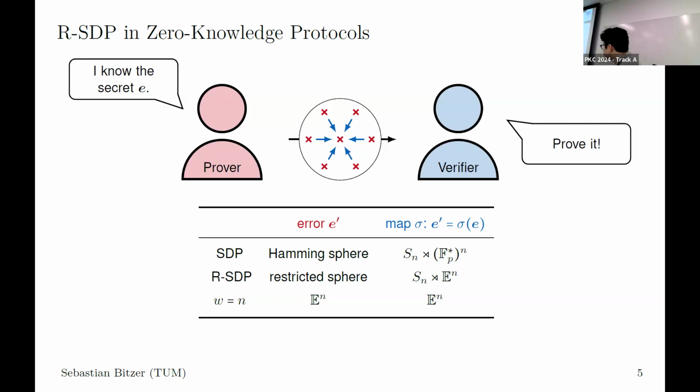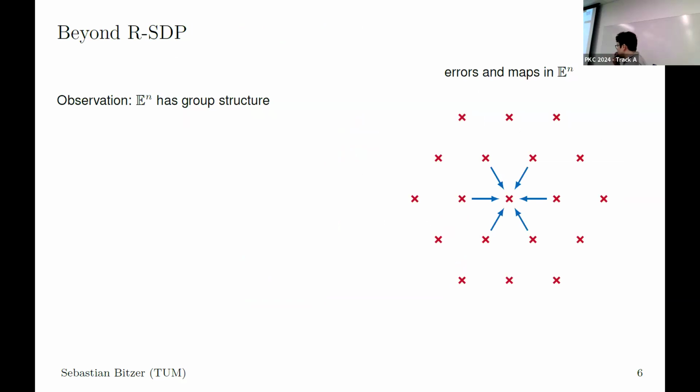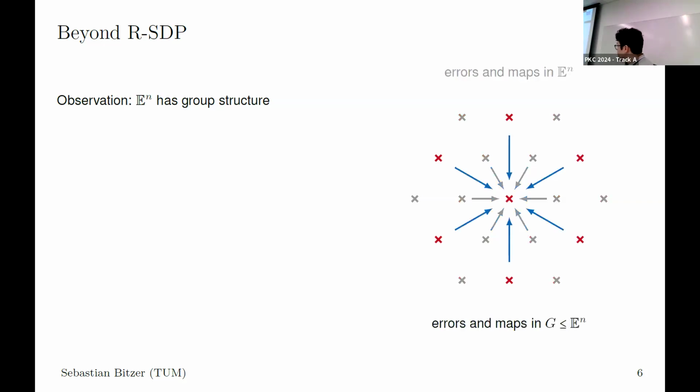Now that's nice, but the story doesn't end here. To go beyond the case of RSDP, we make the following observation. E power n has group structure with respect to the element-wise product. And as a consequence, instead of sampling our errors and our maps from E power n, we can also sample them from a subgroup G. Now, G has less elements, and therefore we can represent them in a more compact way.